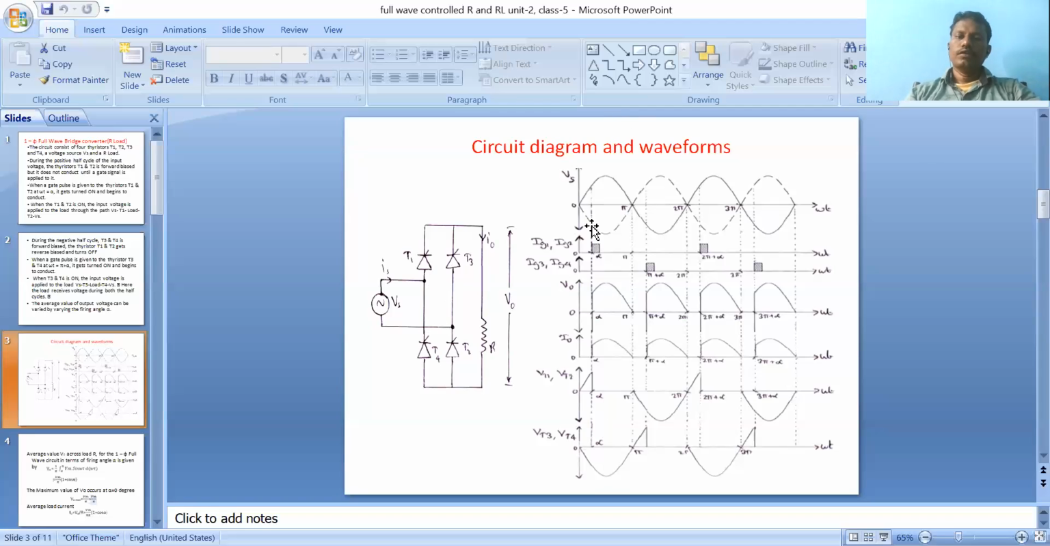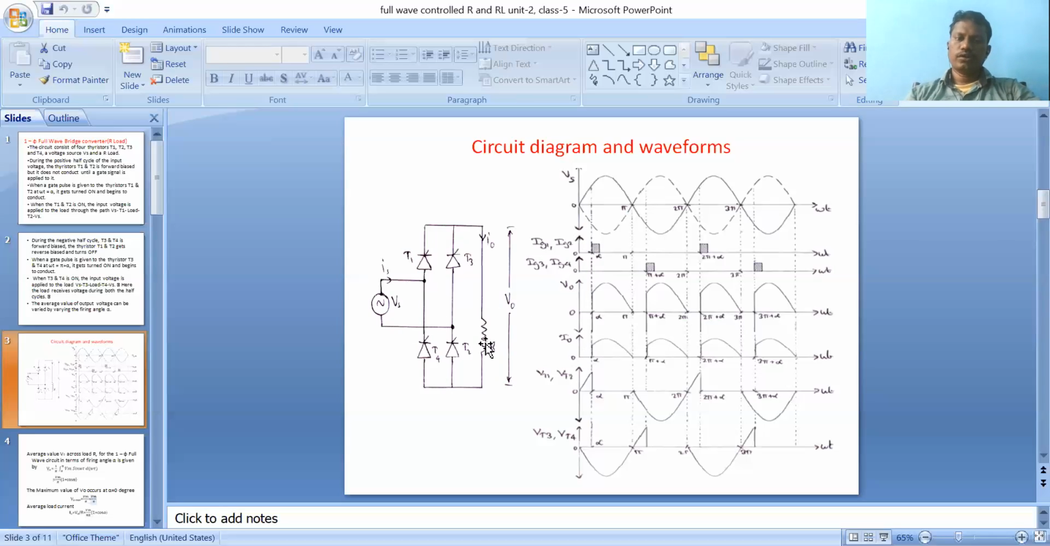Clear? At the firing angle alpha, what is meant by firing angle? It is the angle at which the thyristor comes into conduction state. The voltage across the thyristor becomes maximum before the firing angle alpha. At the time of alpha, the gate pulse is given to T1 and T2, and they start conducting. So the current direction is from Vs through T1, the load, T2 and back to Vs. This is the diagram of the output current path during the positive half cycle.